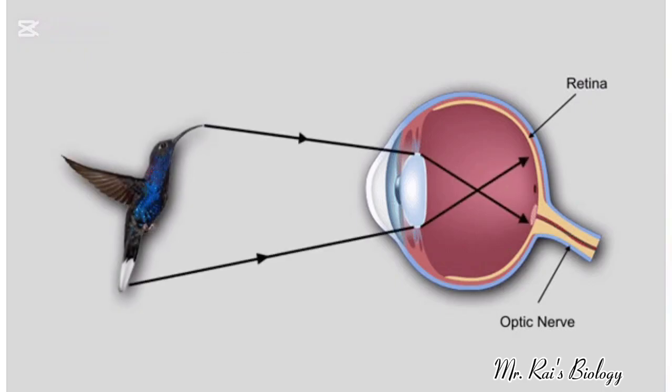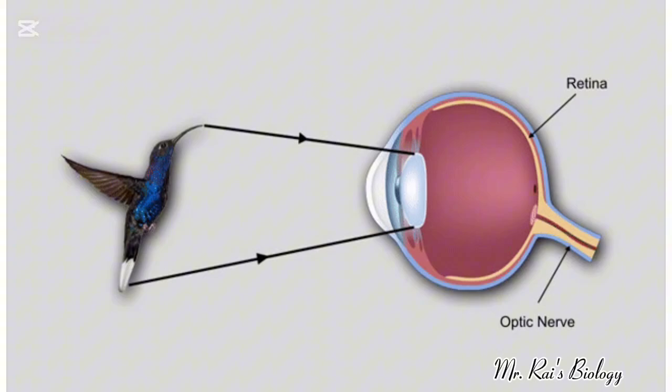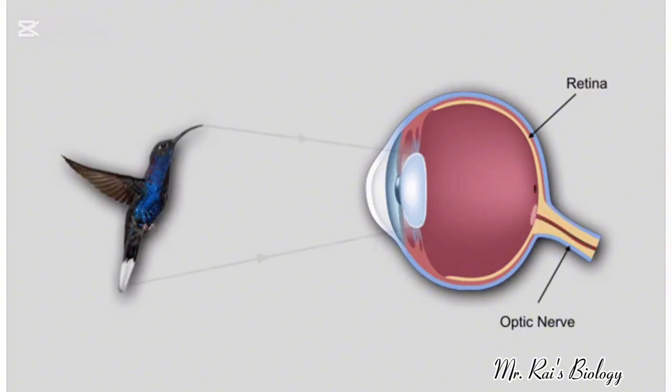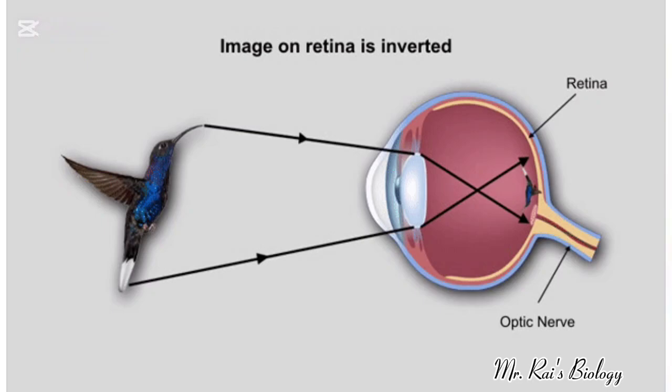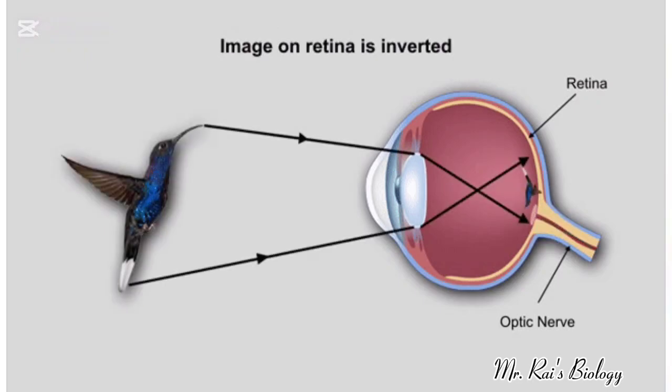The image formed on the retina is inverted. In the retina we have rods and cones, which send the message to the optic nerves. Finally, the optic nerves carry the message to the brain, and the brain interprets the information, interprets the image.